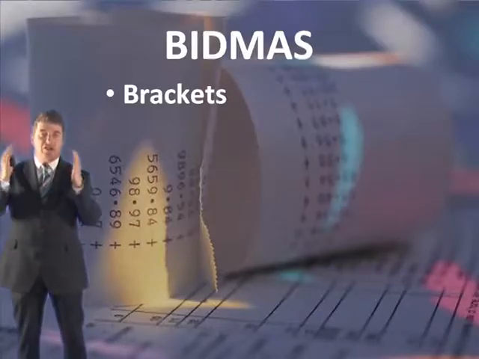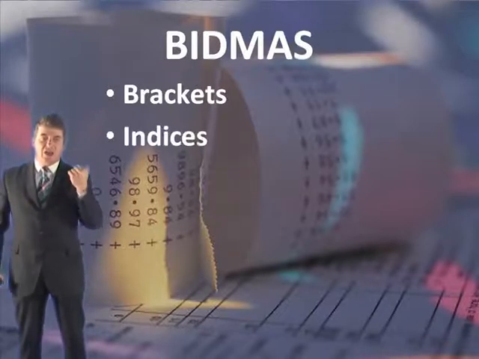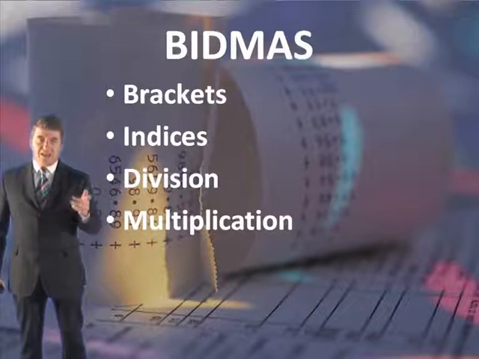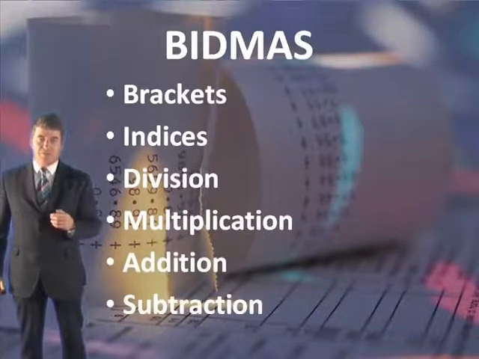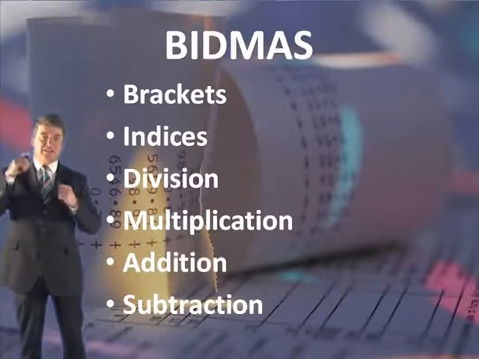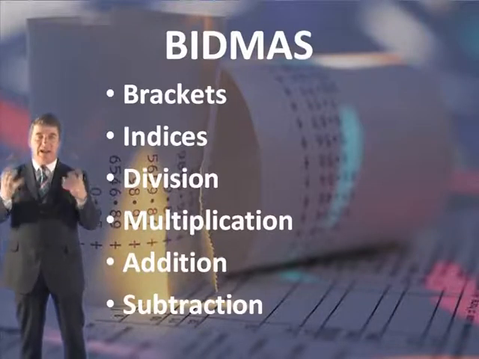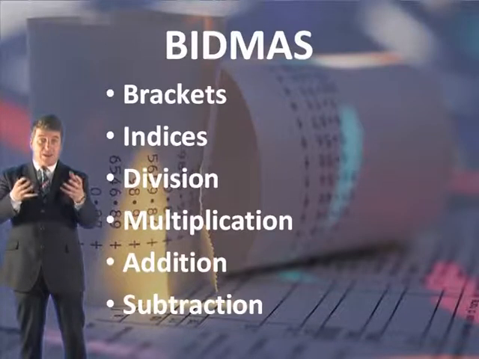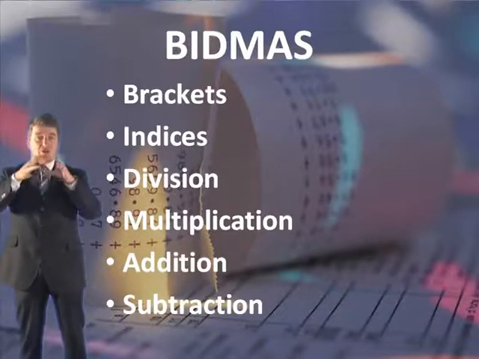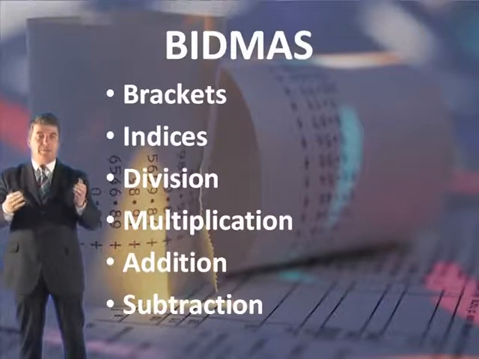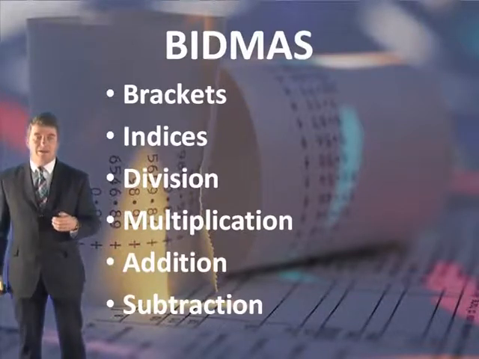So, BIDMAS, what is it again? You work out the calculation in the brackets first. Then you look at your indices. Then you look at your division and your multiplication. Finally, addition and subtraction. It's important to note at this point that when you're carrying out the calculations inside the brackets, you use BIDMAS inside the brackets. So in the brackets you work out the indices, multiplication. Do you understand? You apply BIDMAS inside the brackets, and when you get to a point where you can lose the brackets, then you apply BIDMAS again.